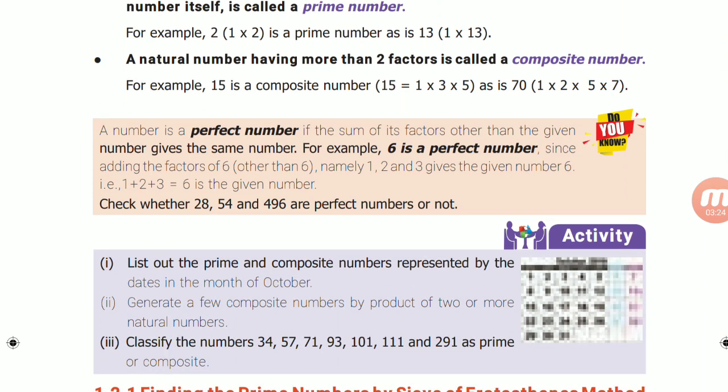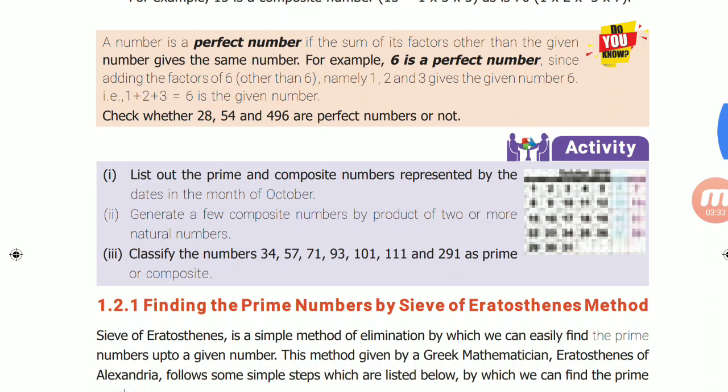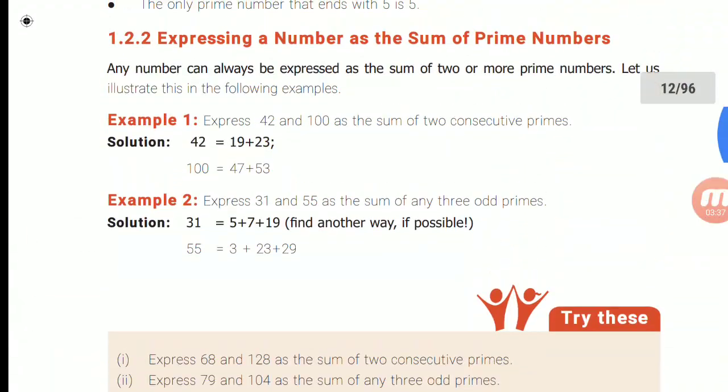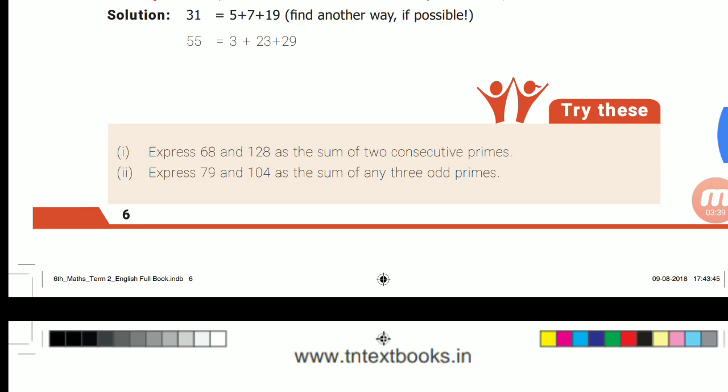Sometimes they may ask you in the TNPSC examination, giving four numbers, like which is a perfect number. Then you should understand the concept of what a perfect number is. Some examples are given; you don't need to see all those basic questions.